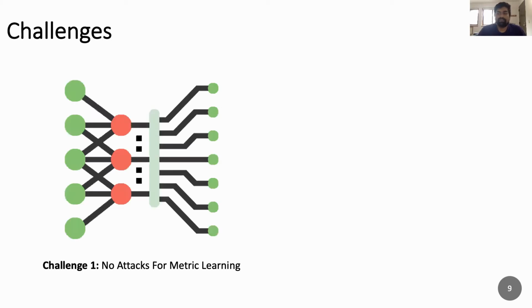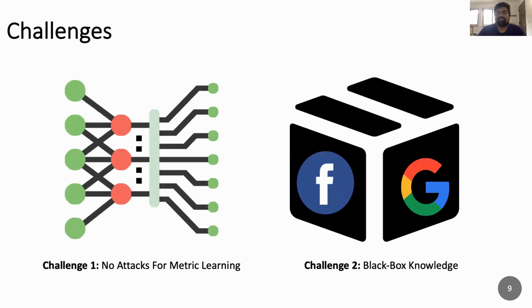In our work, we addressed the following two challenges. To the best of our knowledge, there were no known attacks against metric learning systems. We do not have access to the internals of the models deployed on the internet. In particular, we operate in the black box setting without ever revealing the actual input whose privacy we wish to preserve.